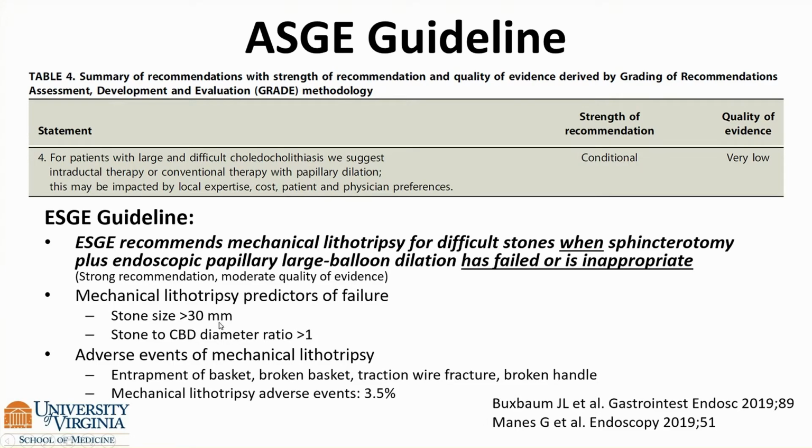Things that can be used to predict failure include large stone size, 30 millimeters or greater, or a stone to duct diameter ratio of greater than 1. We talked about some of the things that can happen, but the overall rate of adverse events is about 3.5%.